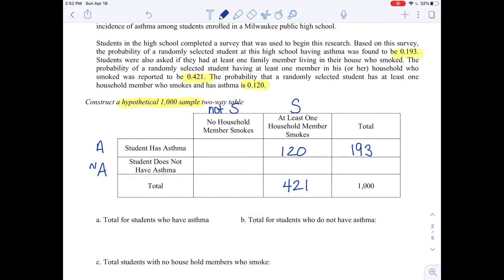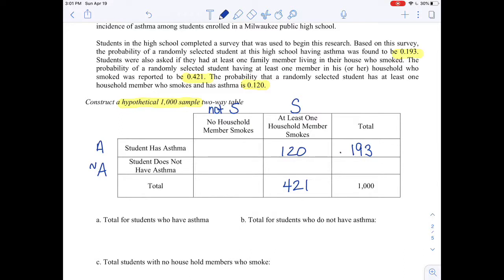Okay, so now that you know that this box is 120 and 421, you can now use the idea that everything has to total along a row or a column to fill in all the rest of the boxes. And then, like I said before with the Venn diagrams, that's the hard part. Then you have everything filled in that you could actually use to get all the probabilities. So I would say, keep it easy.